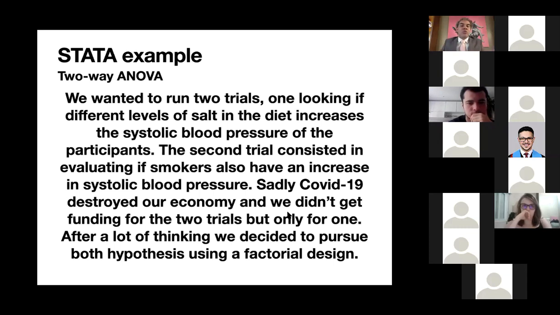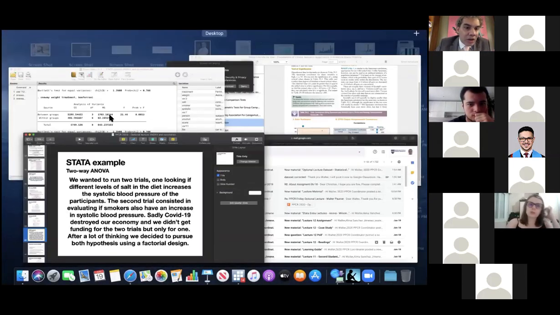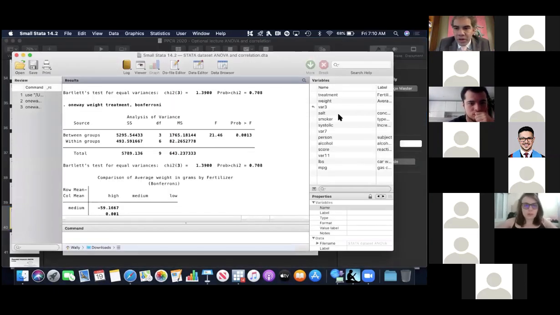So I want to do 2 trials. Sadly, COVID-19 destroyed our economy and we didn't get funding for the 2 trials, but only for 1. So after a lot of thinking, we decided to pursue both hypotheses using a factorial design. I'll go to STATA and see how that works. Here in the database, you have salt diet, smoker, and my dependent variable, or my outcome, which is increase in systolic blood pressure.